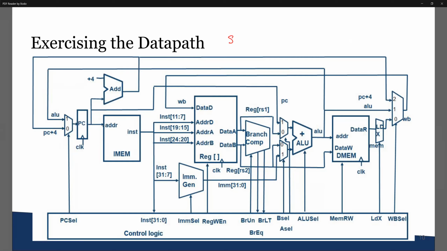So I think I can go first. What was the instruction again? It was the BLT instruction, branch less than, yes. Okay. All right, go for it.